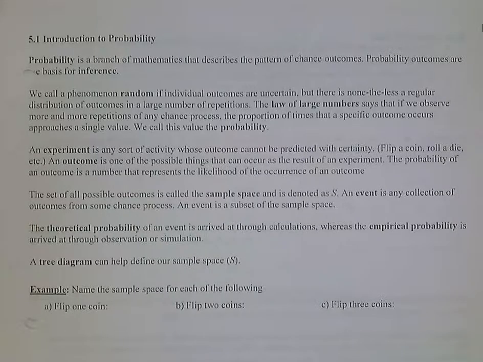The law of large numbers says that if we observe more and more repetitions of any chance process, the proportion of times that that specific outcome occurs approaches a single value. We call this value the probability.